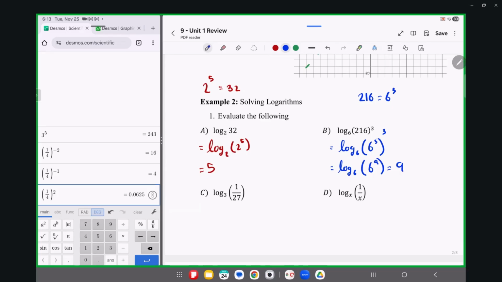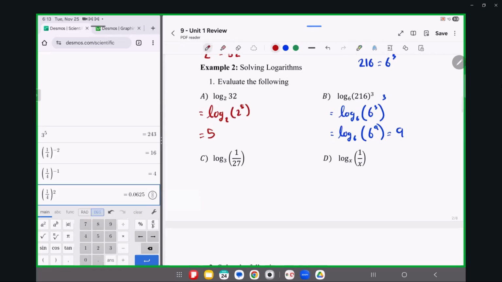Okay, so remember to use the exponent laws. You can just multiply those powers together. Letter C, we have log base 3 of 1 over 27.